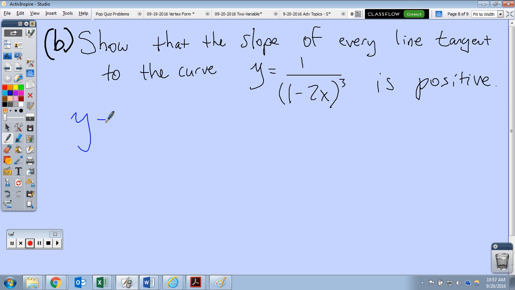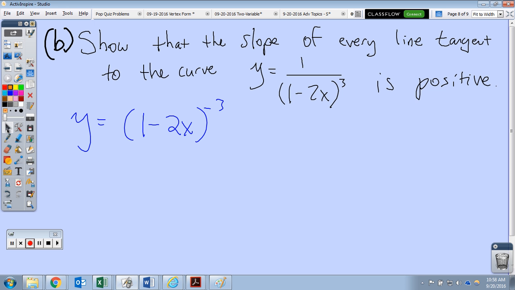Another way to write this, so that it makes more sense, is that the derivative is this, with a -3. What does that have to do with the problem above? I just rewrote it. This is a separate question. This is part B. It says show the slope of every line tangent to the curve is positive. So this really has nothing to do with part A.